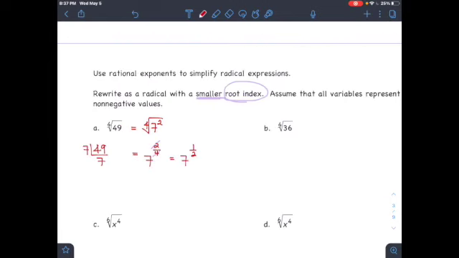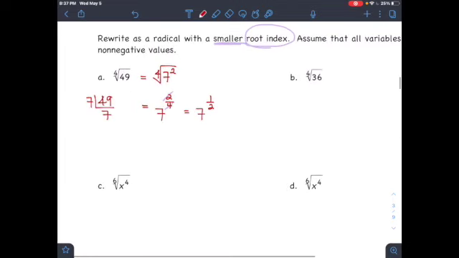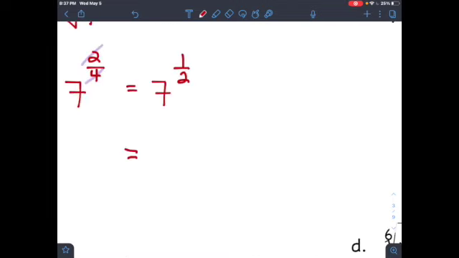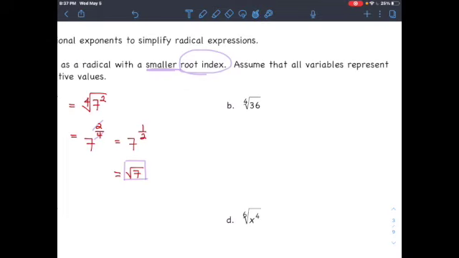They want you to rewrite the radical with a smaller root index. So to change this, that's going to be the square root of 7. There's your smaller index number. Please try example letter B yourself.